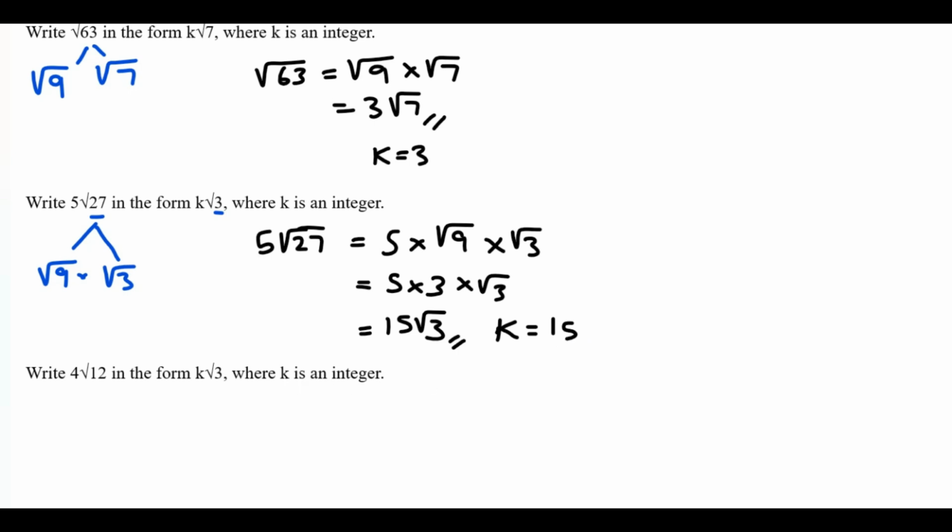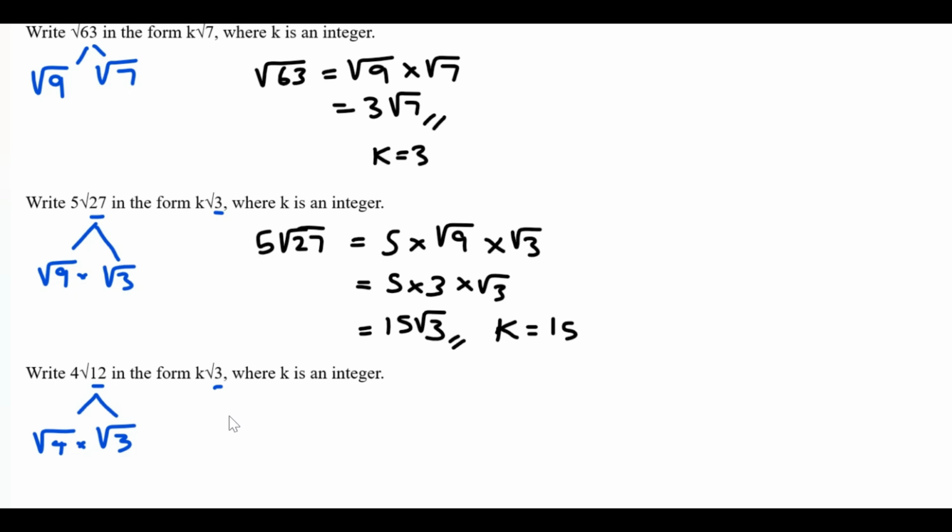Moving on now to our final question, we need to write 4 root 12 in the form of k root 3. So when we do our split, we're going to include root 3 as one of the numbers, and therefore the other number is going to be root 4. And 4 is a square number, so these two are fine to use.